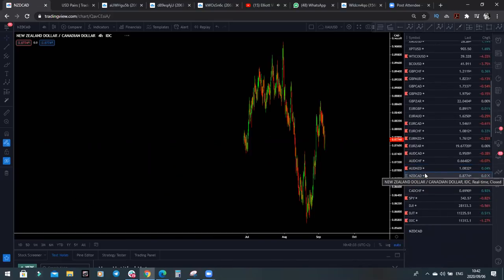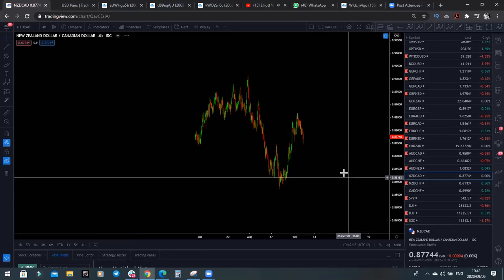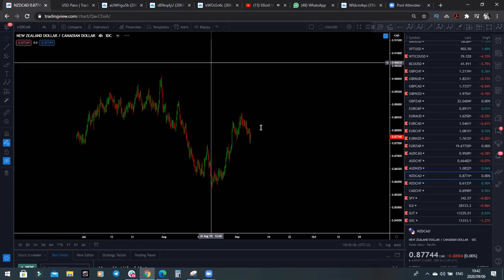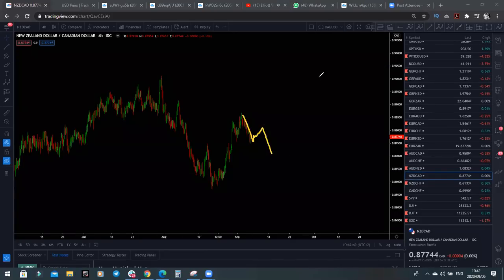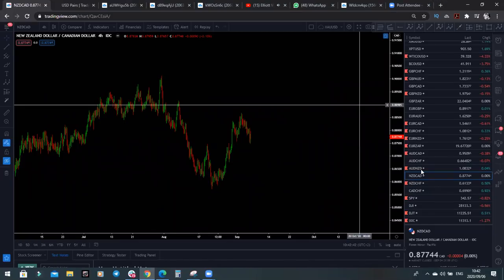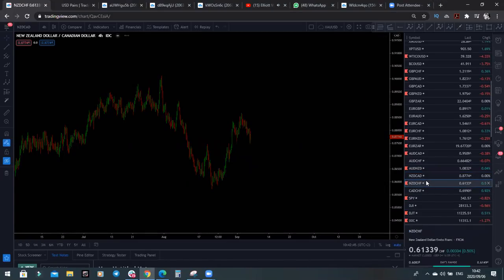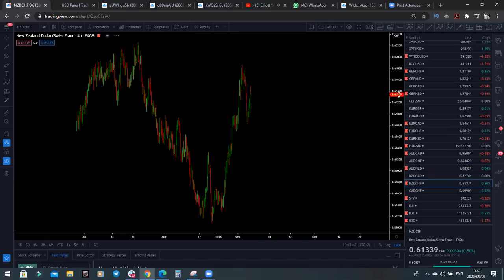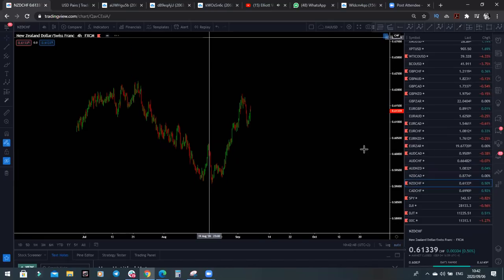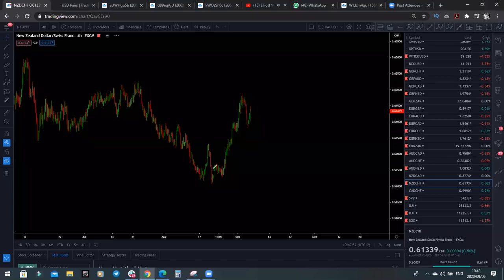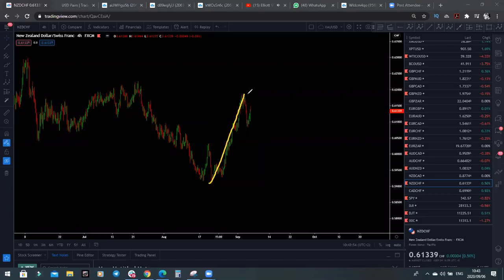New Zealand CAD, again, another CAD pair, looking for continuation to the downside. New Zealand CHF. This is actually the one that we had a buy setup on and not AUDCHF as mentioned earlier. My apologies. So we've got this one here. It's pushing up higher. This is going to push to the previous high again, the recent high. Pull back here and continue to the upside. For now, just look for this, but don't trade this before it clears this level.